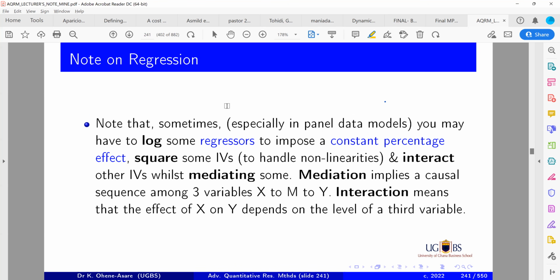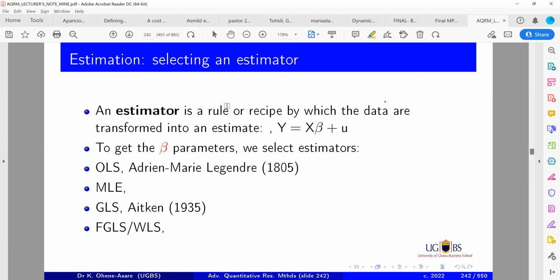All right. So now, how do you estimate the regression? Well, I've already said the estimator is a kind of rule, a recipe. Now, you use the estimator to get the estimate. To get the beta parameter, there are several ways of dealing with it. One of the commonest ways is known as the ordinary least squares.